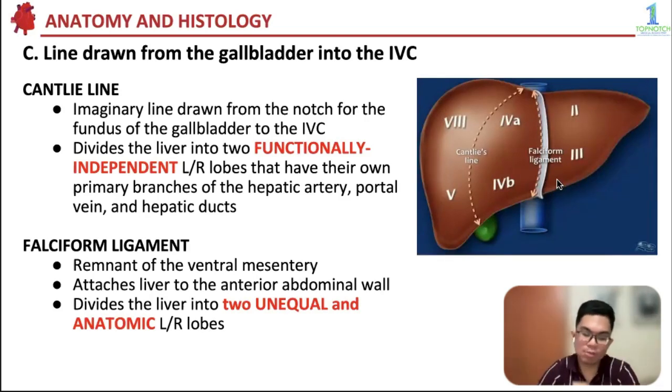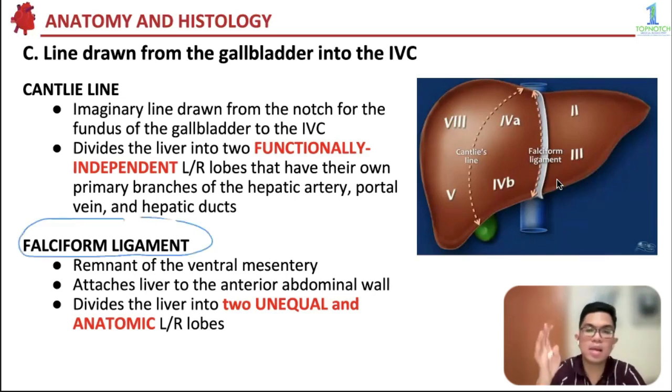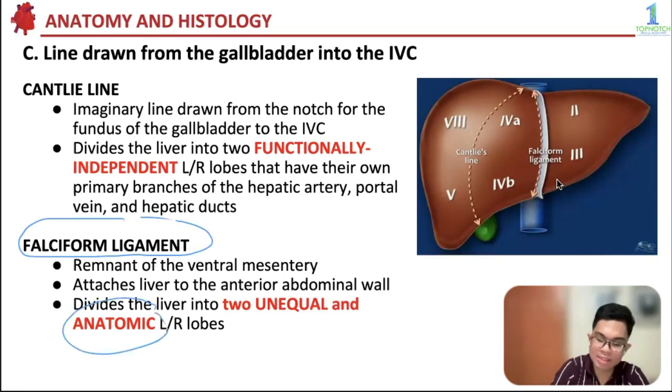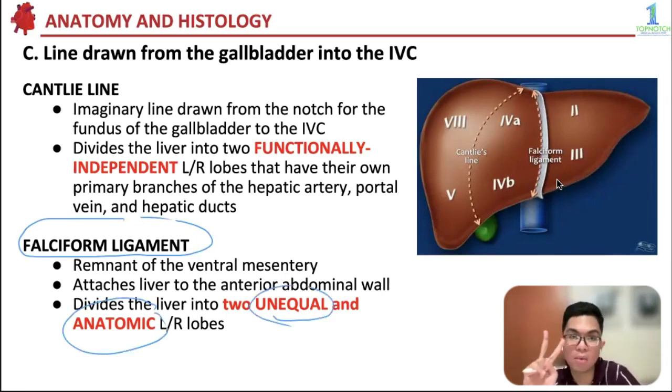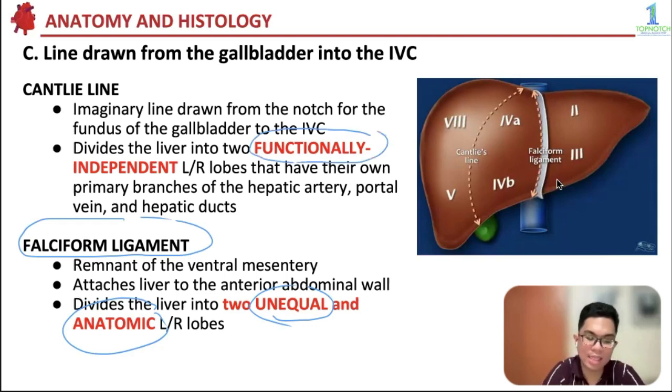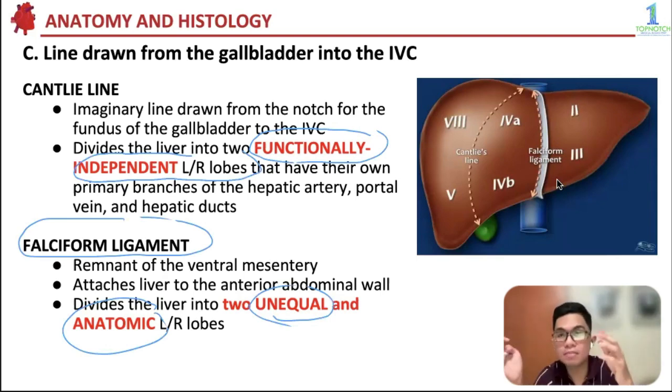So first let's discuss muna the falciform ligament. So although it's kita siya agad, it's only an anatomic boundary. So it results in two unequal liver lobes, okay? So hindi sila functionally independent. Kasi yung functionally independent lobes is divided by the Cantlie's line, which is from the gallbladder to the IVC. So bakit sila functionally independent na segments or lobes? Kasi they have their own branches ng hepatic artery, portal vein, and hepatic bile ducts, okay?